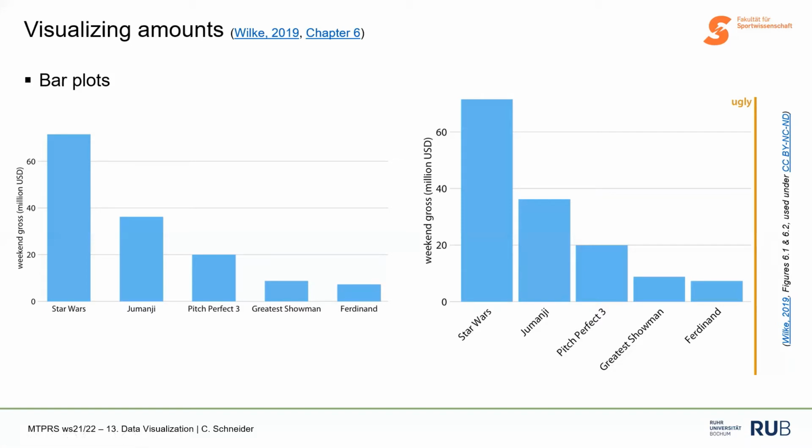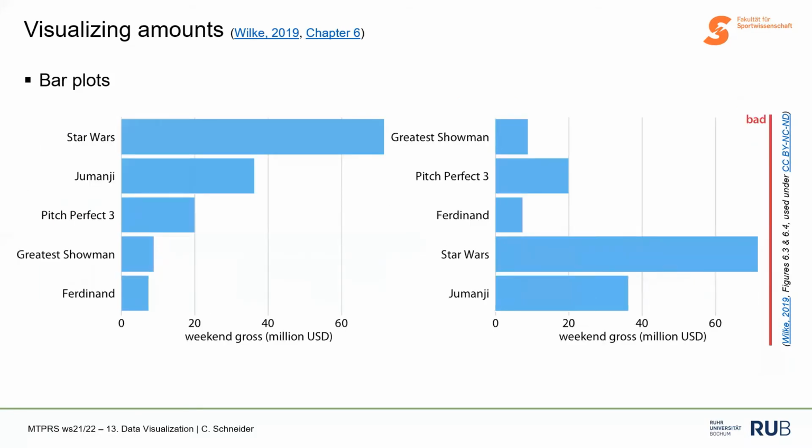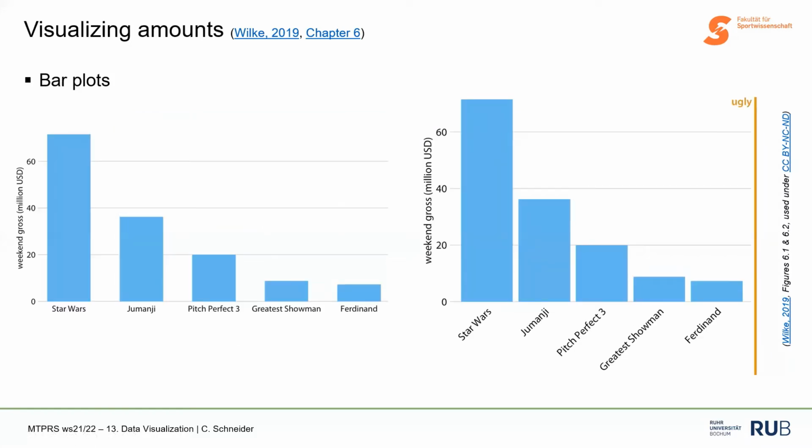If we want to go around this, we could, for example, decide, as you can see on the left-hand side again, to display horizontal bar plots, and it's far more easy to read the labels of the movies, and also to read the important x-axis in this case. So what are the values that are actually displayed?